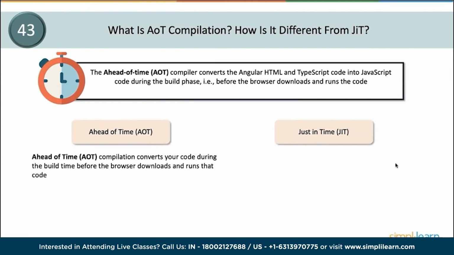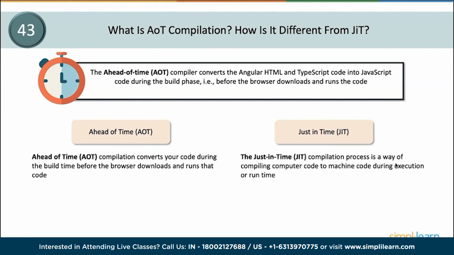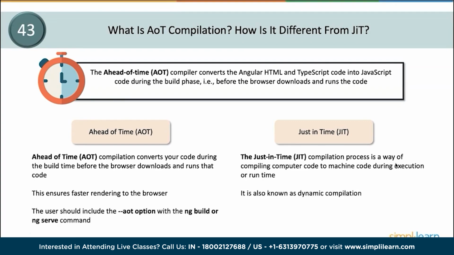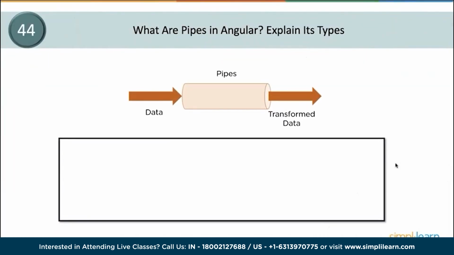Just-in-time compiler is the default compiler. It is a process where computer code is compiled to machine code during execution at runtime. This ensures faster rendering in the browser. It is also called dynamic compilation. Are we clear? When you want to use the AOT compiler, you always use the --aot flag. Otherwise you use the JIT compiler, because that is the default compiler used when you say ng build.